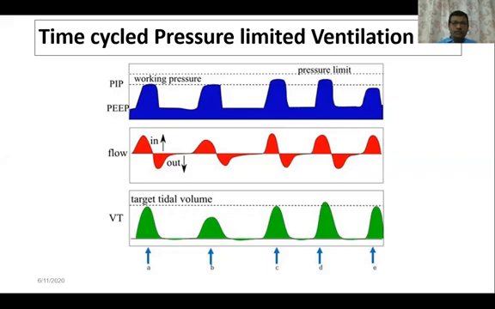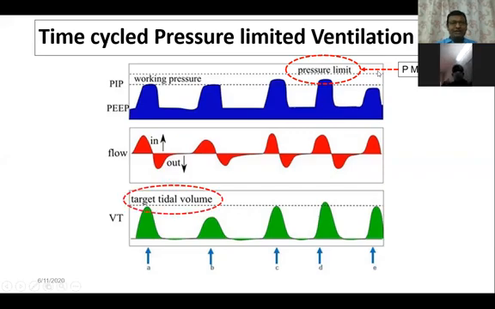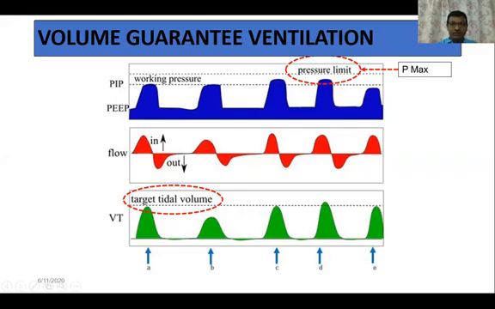Now look carefully at this waveform. There are two set parameters. One is a pressure limit or a pressure max, and the second is a target tidal volume. So though it is a time cycle pressure limited ventilation, you have a Pmax set and you have a set target tidal volume. So this is nothing but volume guarantee ventilation.